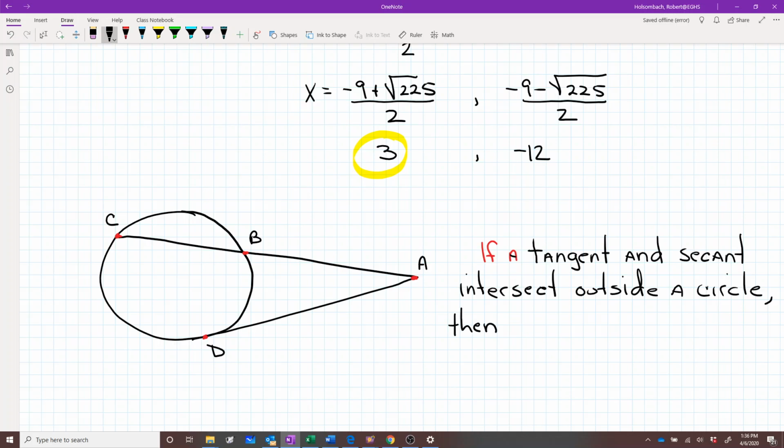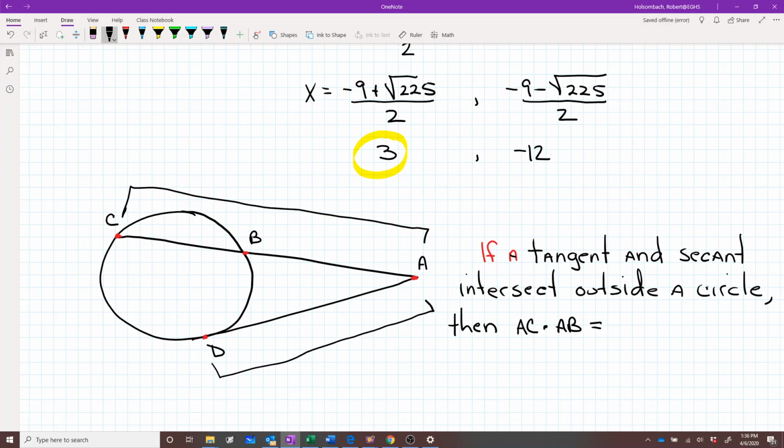Okay, this rule is very similar to the last one, if not the same. Then, in this case, this entire segment AC times its outside piece AB is going to be equal to this whole tangent length times itself. So that would be AD squared. Alright, so again, it's the entire secant length times the outside piece of the secant is equal to the entire tangent length squared.